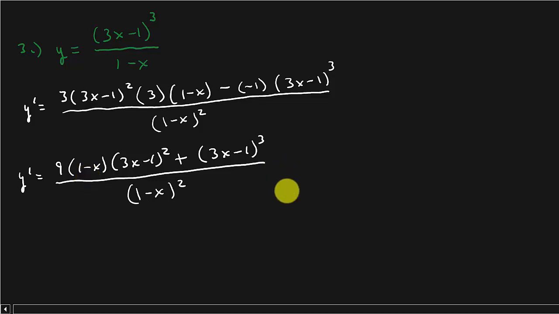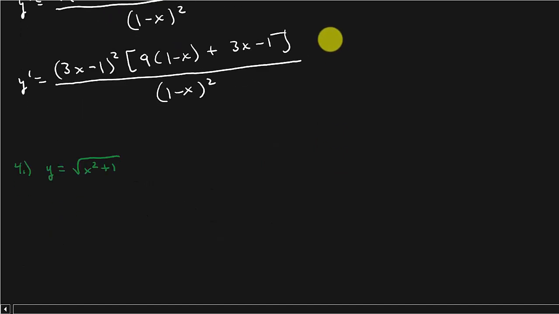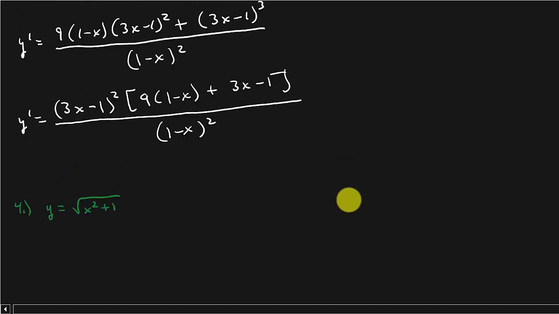So what is this? This is going to be y prime equals, all right, so watch this, (3x minus 1) squared times 9 times (1 minus x) plus (3x minus 1) over (1 minus x) squared. All right, so what in the world did I do here? Okay, well, let's look at this.